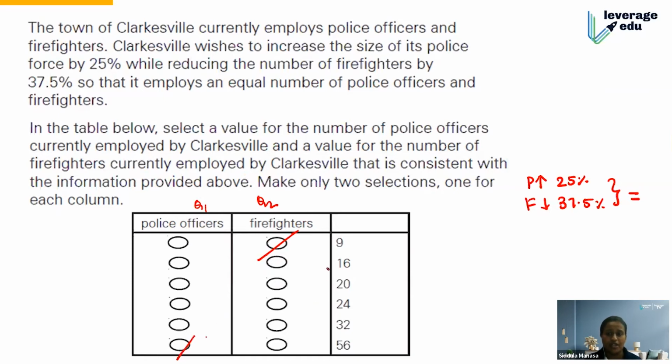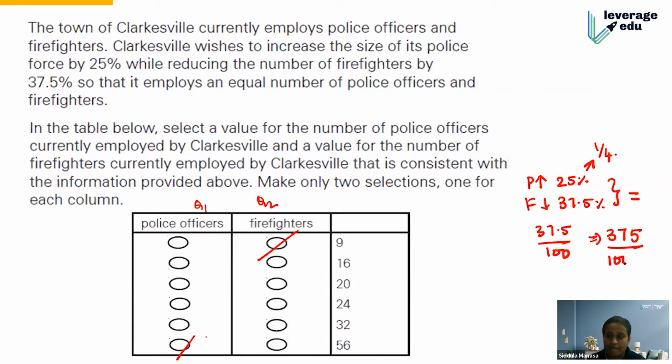Now let's do something as such. So police officers has to increase by 25%, which clearly tells that they will have to increase by 1/4 value. What is this 37.5 then? 37.5% as it is very weird. Let's convert into a comfortable format.